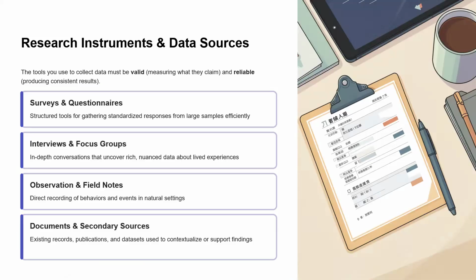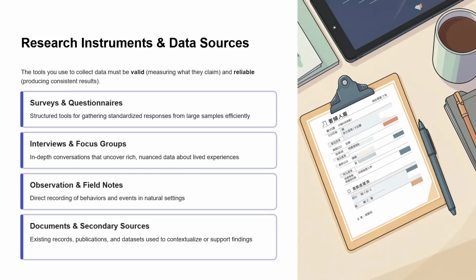All right, so for research instruments and data sources, you can use surveys and questionnaires. We also have interviews and focus groups, observation and field notes, and documents, and also secondary sources.